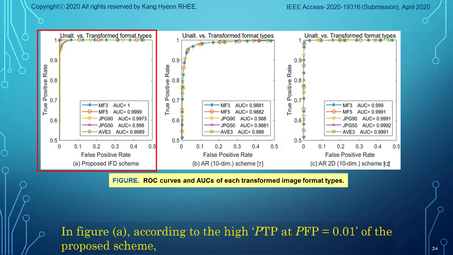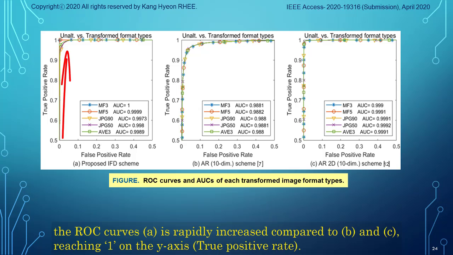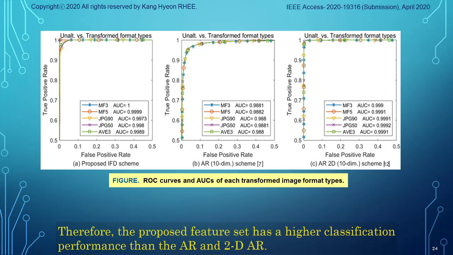In Figure A, according to the high probability true positive at probability false positive equals 0.01 of the proposed scheme, the ROC curve A rapidly increases compared to B and C, reaching 1 on the y-axis true positive rate. Therefore, the proposed feature set has a higher classification performance than the AR and 2D AR.